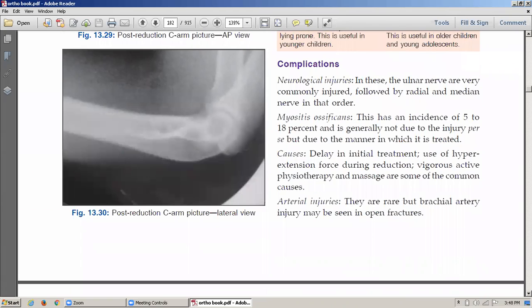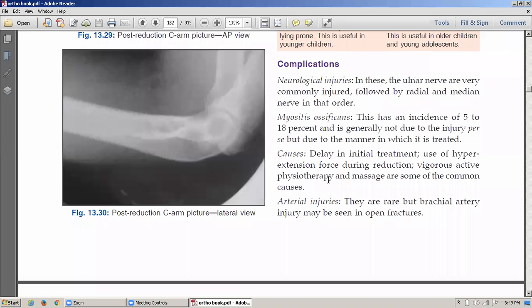Then the complications are neurological injuries. In this, the ulnar nerve is very commonly injured, followed by the radial and the median nerve in that order. Then there is myositis ossificans. This has an incidence of 5 to 18% and is generally not due to the injury per se, but due to the manner in which it is treated.